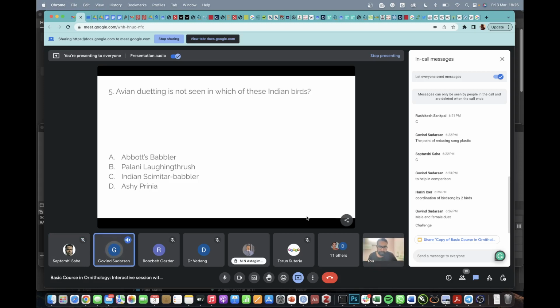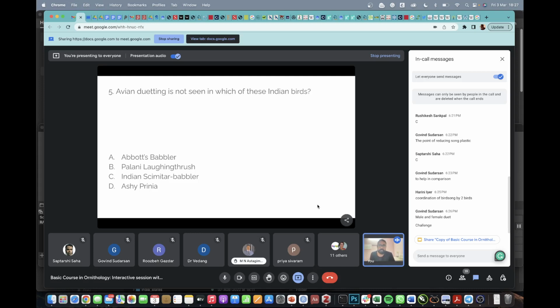Challenge. Is it a challenge? Yeah, it is a challenge for the other male, but there's a technical term for it. Song matching. Yes, Priya Shivram, thank you. So it's called song matching. Basically, a male starts singing, and immediately after, the other one starts singing as well. It happens in a lot of passerine birds. I'm not sure if it happens in any other family, but I can be wrong.